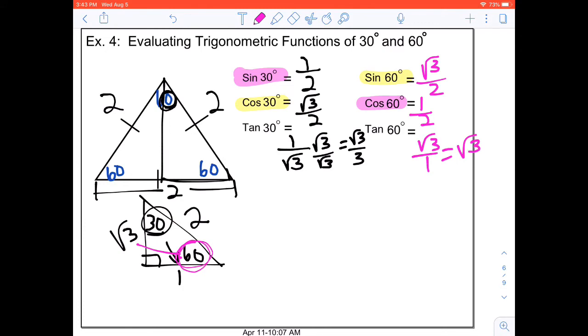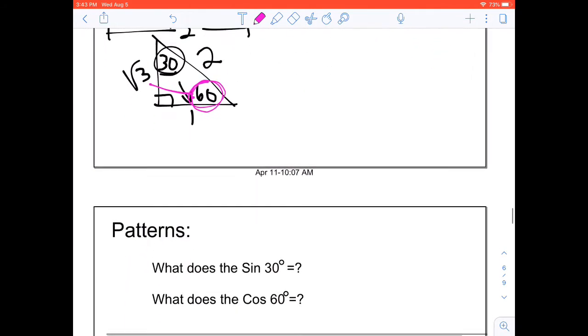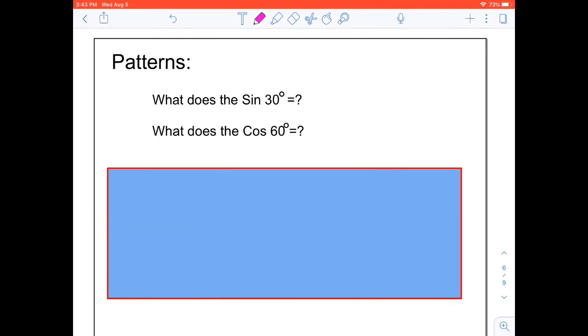So, hey, what do we notice? We notice that the sine of 30 was equal to the cosine of 60. We notice that the cosine of 30 was equal to the sine of 60.